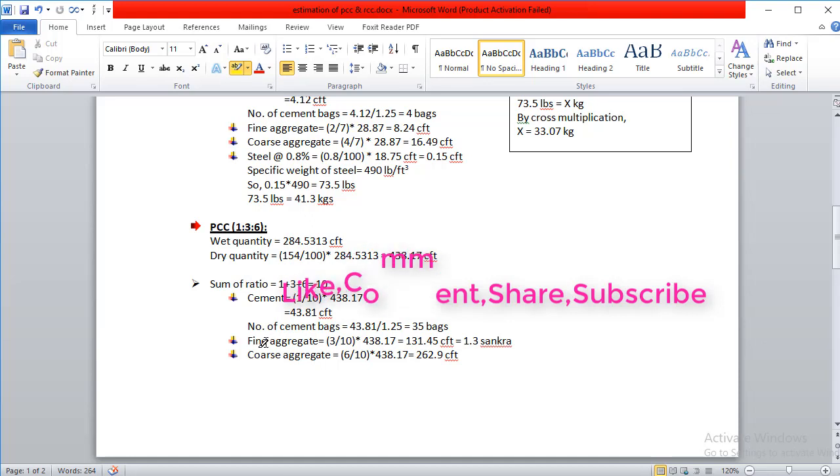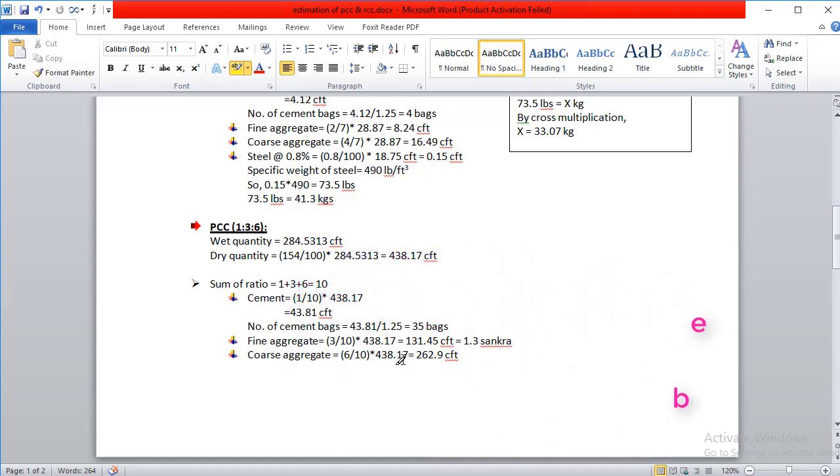Okay, now for fine aggregate, 3 divided by 10 multiplied by the dry quantity of PCC, you will get the quantity of fine aggregate in cubic feet. And also for coarse aggregate, 6 divided by 10 multiplied by 438.17, you will get the quantity in cubic feet, 262.9 CFT coarse aggregate.